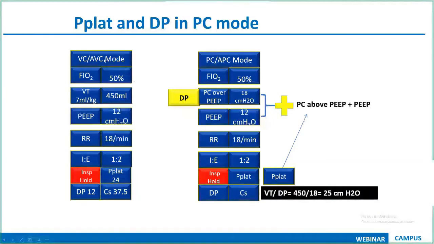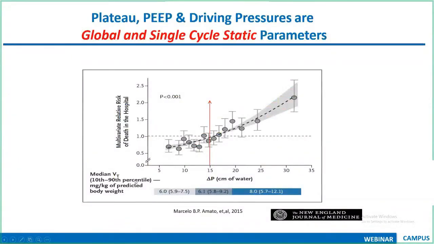Whereas in volume control mode, when we are putting a 450 ml tidal volume with a PEEP of 12, we will have to put the patient on an inspiratory hold to see what the plateau pressure is. Here you don't have to do that. Even without an inspiratory hold, you will get to know the plateau pressure, the driving pressure, etc.